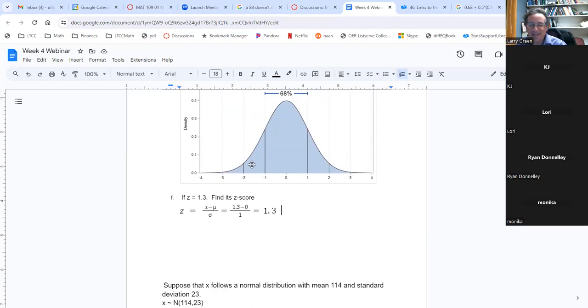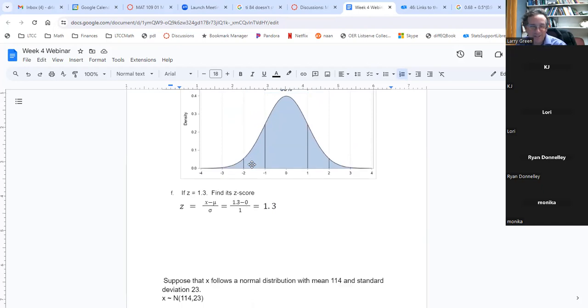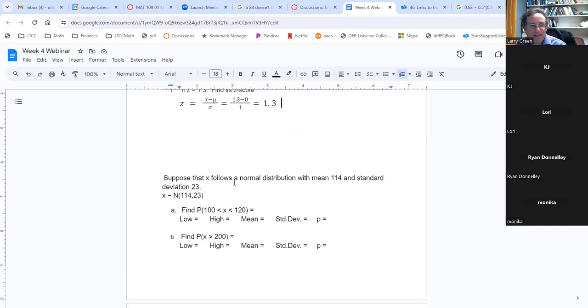Okay, so now we're gonna get harder. Let's suppose that x follows a normal distribution with mean 114 and standard deviation 23. So we basically have a similar shape, but it has a much bigger standard deviation and a mean that's 114. So it's kind of moved and stretched. Find the probability that x is between 100 and 120.